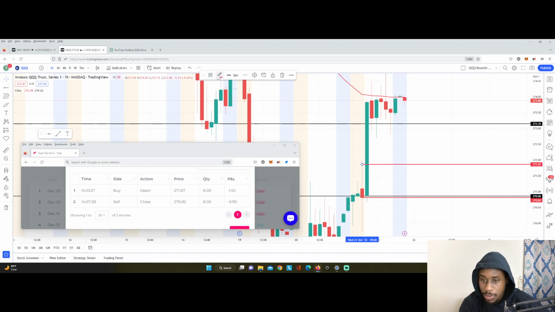Let me change this to purple. This is where I entered the trade to the buy side. And then this is what happened that stopped me out. It just came right back down and hit me out. But as you can see, the trade was right because I had bought it. But what I did was I had too tight of a stop loss.